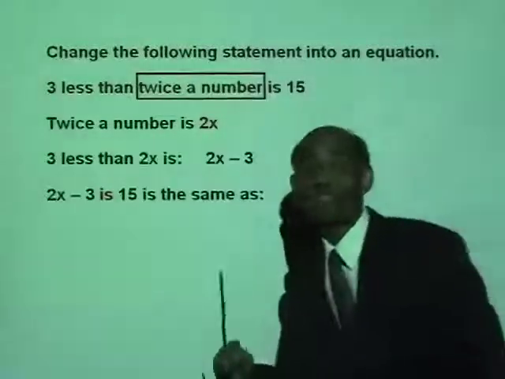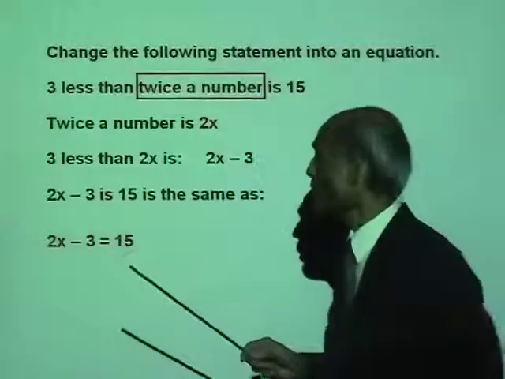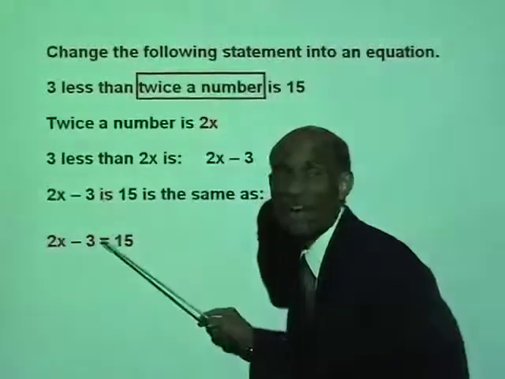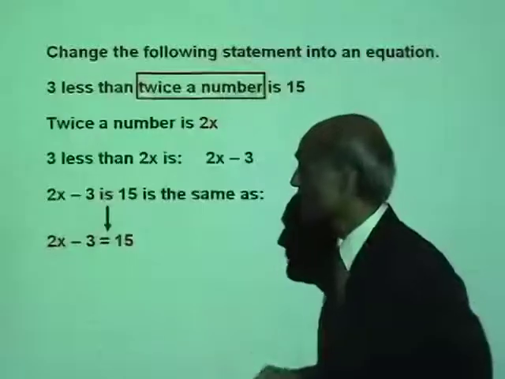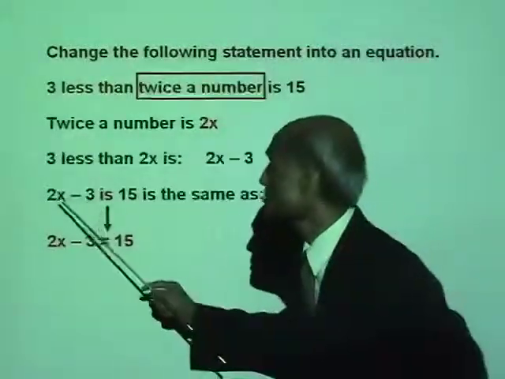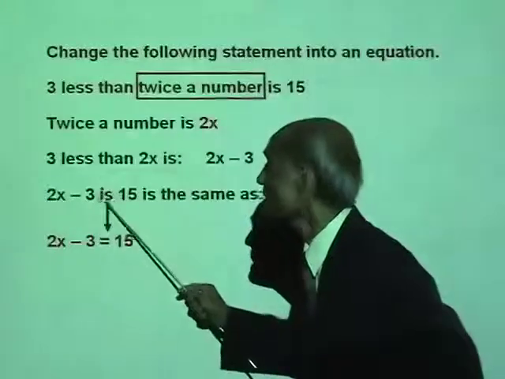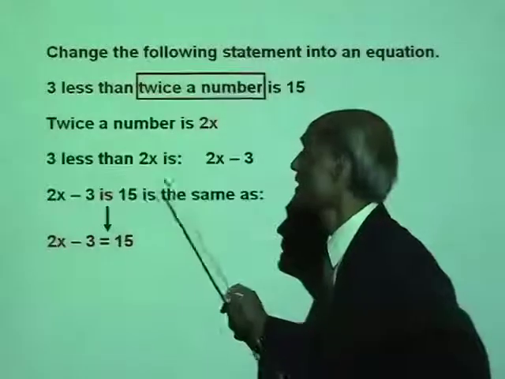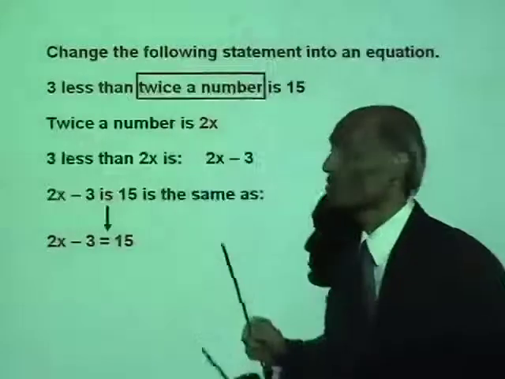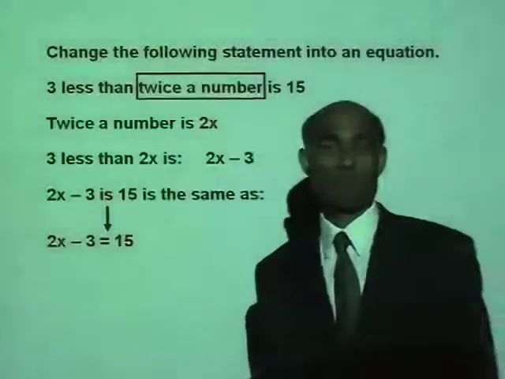Now, how do you write that as an equation? What all we need to do is replace the is by an equal sign. Look at that. Is becomes the equal sign. 2x minus 3 is 15 is the same as 2x minus 3 equal to 15. Okay?